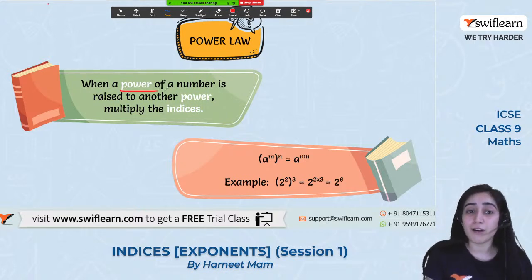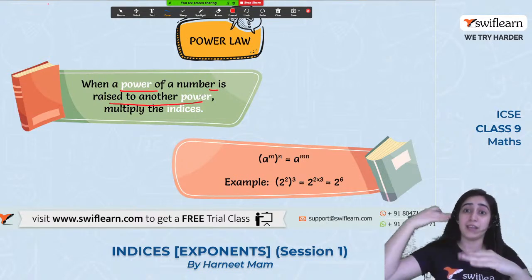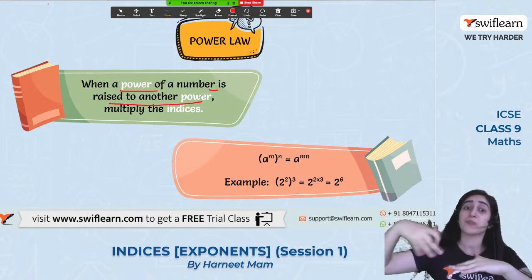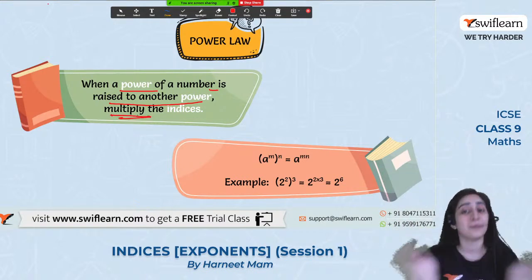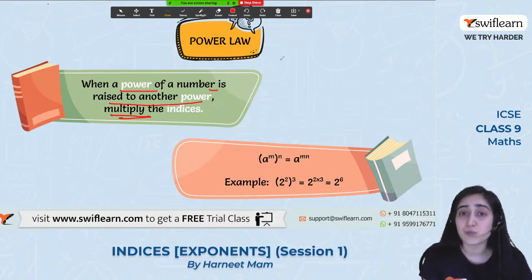So when the power of a number is raised to another power, meaning there is one floor on top of another floor, then in that case what will we do? We will simply multiply the indices. By saying this, what do I mean?